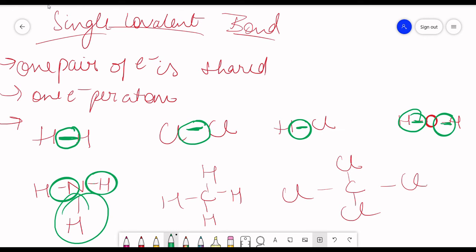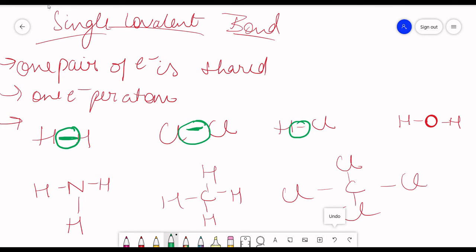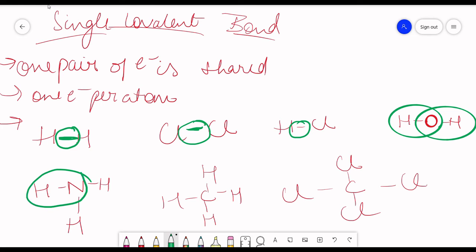Now where is the bond formed? How is this bond formed in these? I'll explain. First, let's talk about each of it. That is water. A single covalent bond is formed here. Another single covalent bond is formed here. Okay. A single covalent bond is formed here. Another is formed here, and another here.